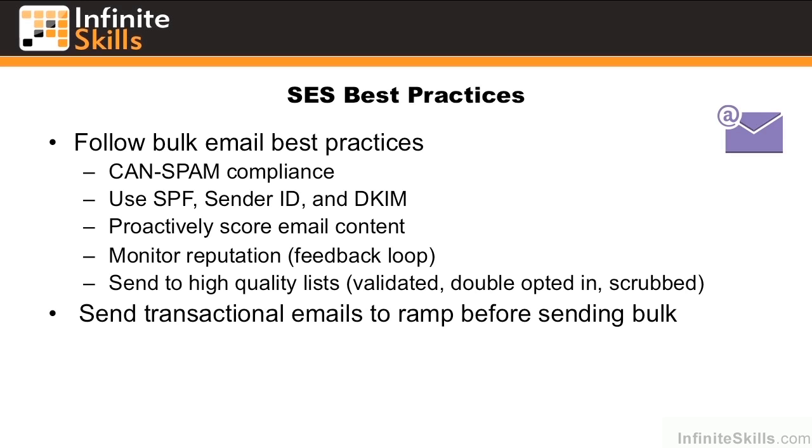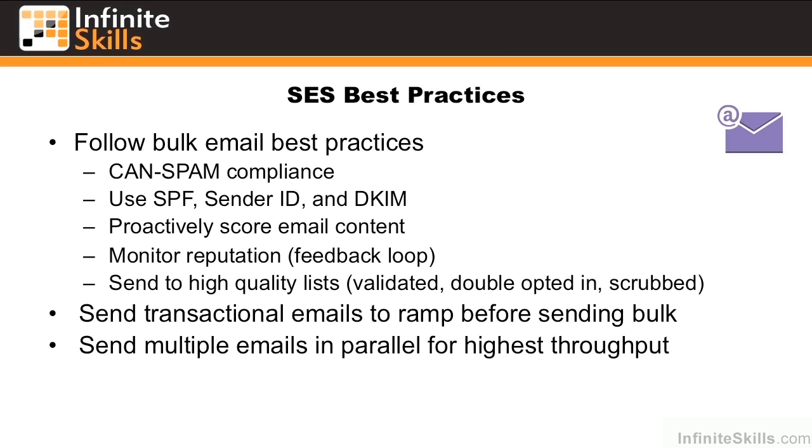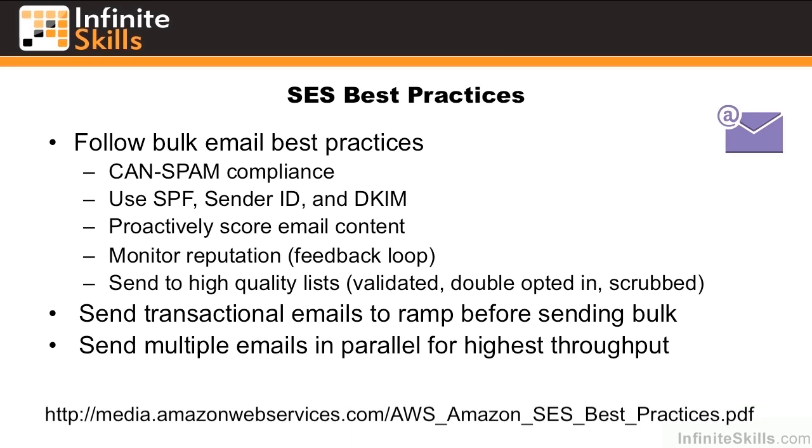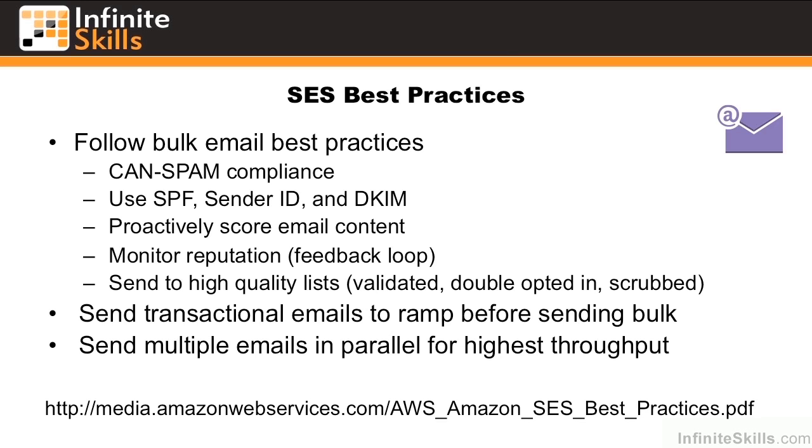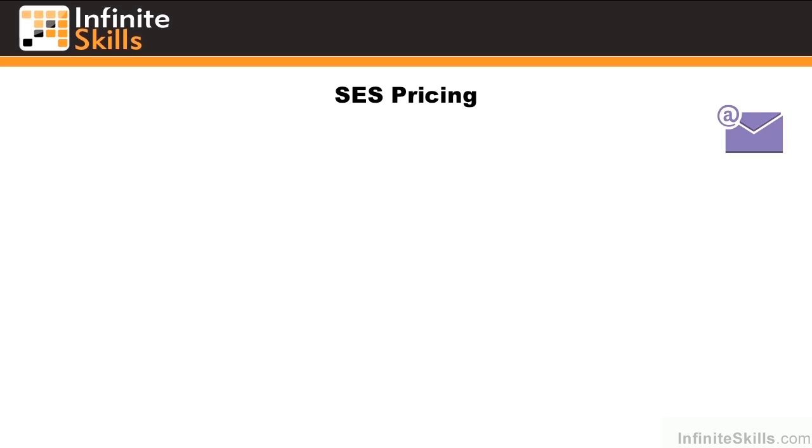We also recommend you send transactional emails before trying to send bulk. This will help ramp your reputation. Also send multiple emails in parallel for the highest throughput. Amazon also provides a PDF that you can download that has several other best practices in it.